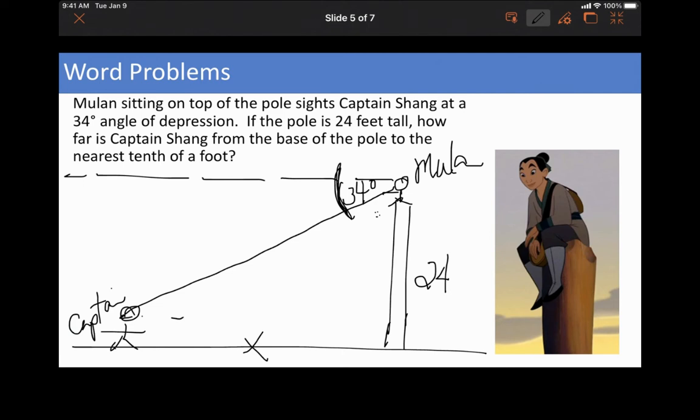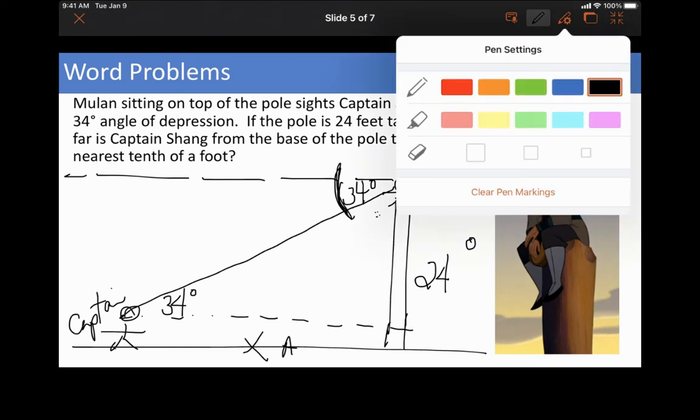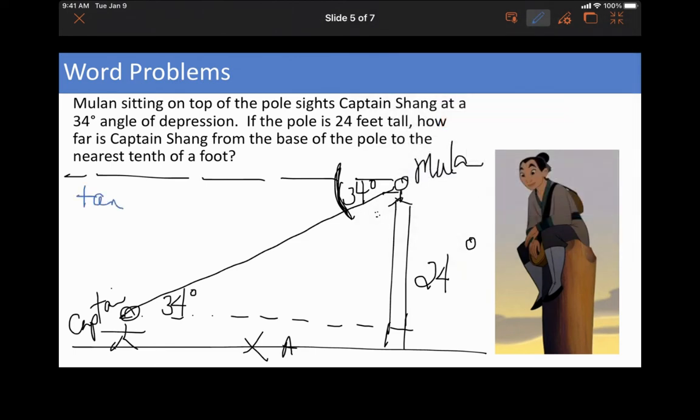Well, I know a couple things, that this angle is congruent to this angle, alternate interior angles. This is going to be our opposite, and then this is our adjacent. So this is going to be the tangent. So I'm going to have the tangent of the angle equals opposite, which is 24 feet, over x. Cross multiply. Okay, I'm going to have x times tangent of 34 equals 24. And I'm going to divide.